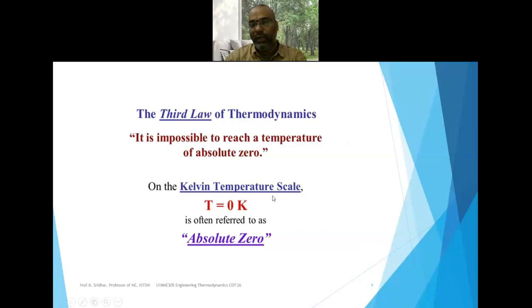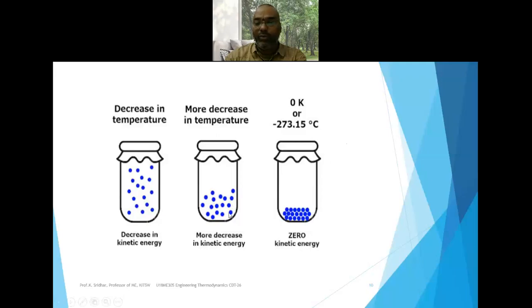On the Kelvin temperature scale, absolute zero temperature is nothing but 0 Kelvin or minus 273.15 degrees centigrade. That can be treated as absolute zero temperature. Here, at absolute zero temperature, we can say that the entropy value is equivalent to zero. That is the meaning of the third law of thermodynamics.